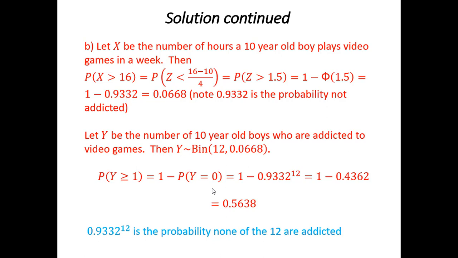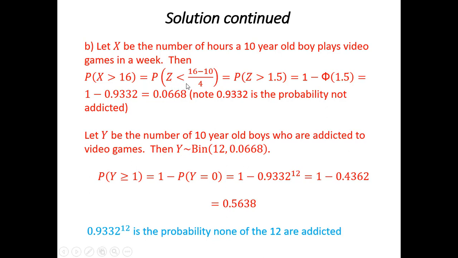Sort of two problems in one here. The first thing is we're going to figure out the probability a boy is either addicted or not addicted. So let's let X be the number of hours a 10-year-old boy plays video games. So we need to figure out the probability just an individual is addicted. So we're going to calculate the probability X is greater than 16. Since this is now just an individual probability, we do this the way we did things in chapter 4.